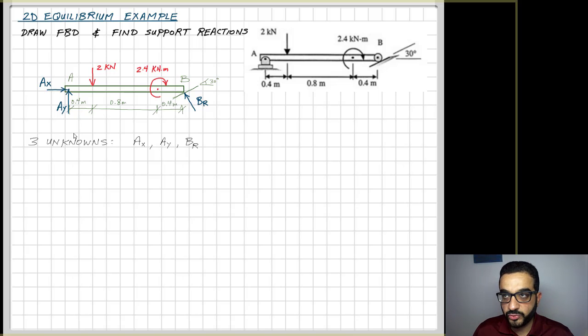And as a 2D equilibrium example, the general case, which is the non-concurrent force system, I have three equilibrium equations. Sum of forces in X, sum of forces in Y, and sum of the moments around any point equals 0. So if I apply each one of them, because I have three equilibrium equations, I will be able to solve for the three unknowns I have.